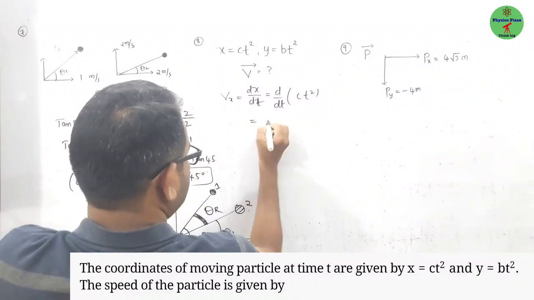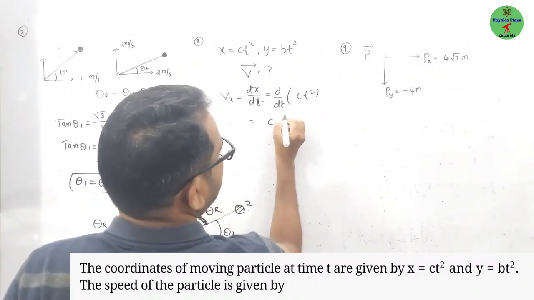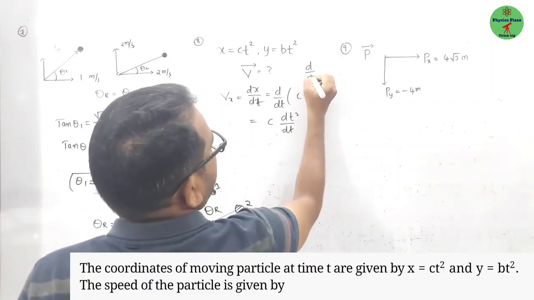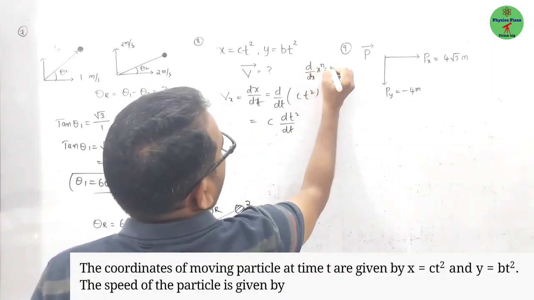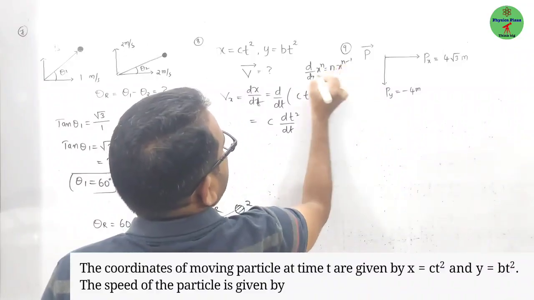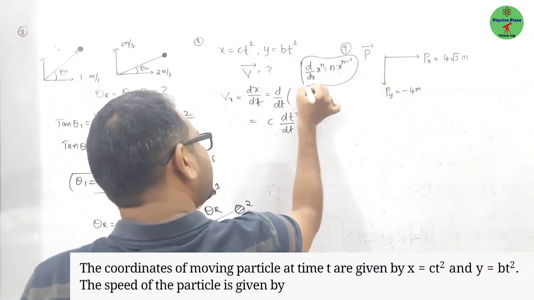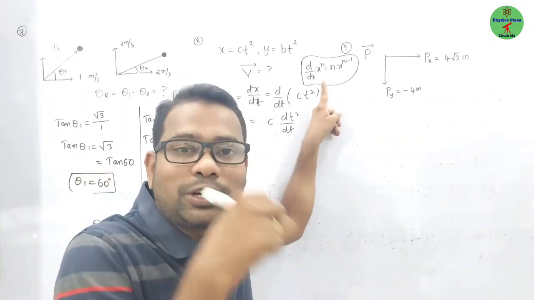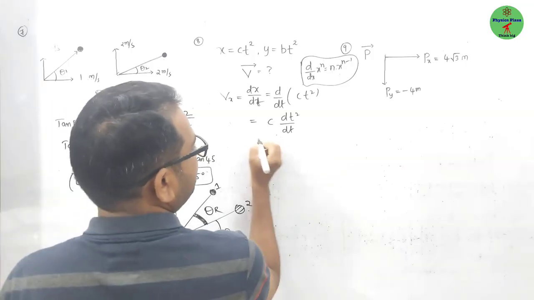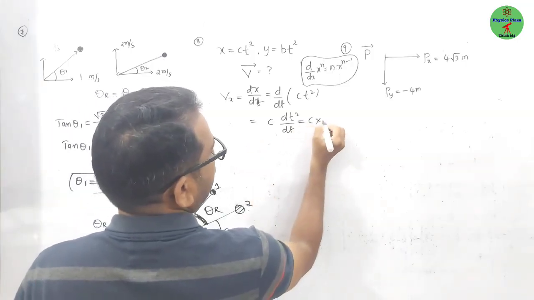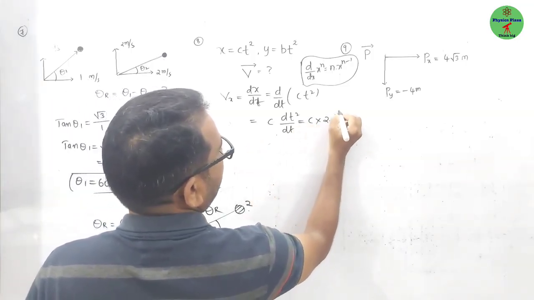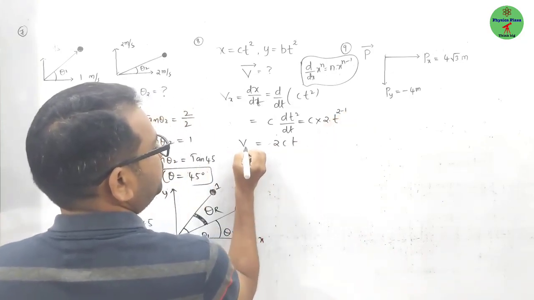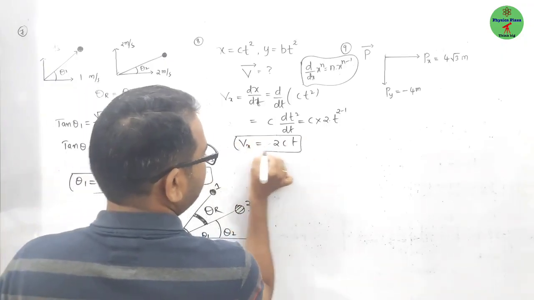Here c is a constant, and for dt square by dt, we are using the formula d by dx of x power n is equal to n into x power n minus 1. Here we are not going to discuss the differentiation concept, but it's my responsibility to tell which formula we are using. So this is going to be c into 2 into t power 2 minus 1. So this is 2ct. This is the horizontal component of the velocity.